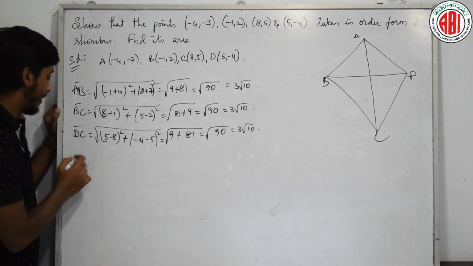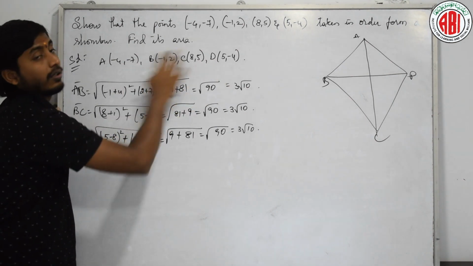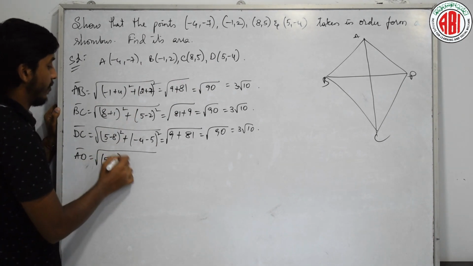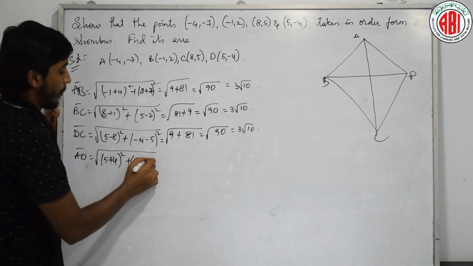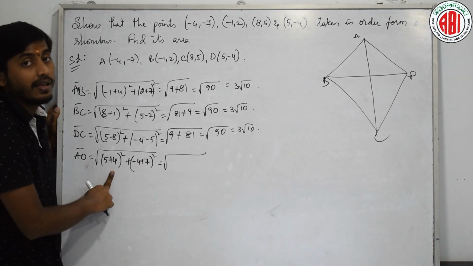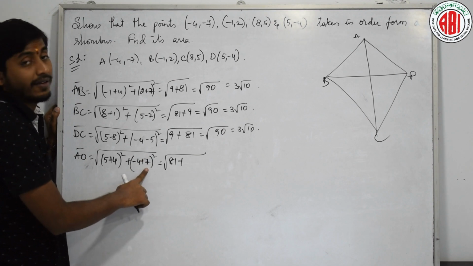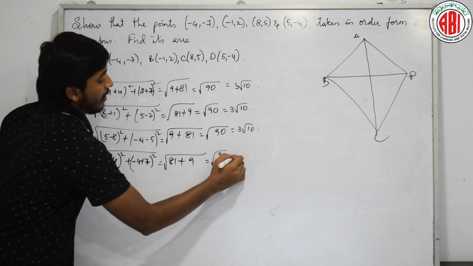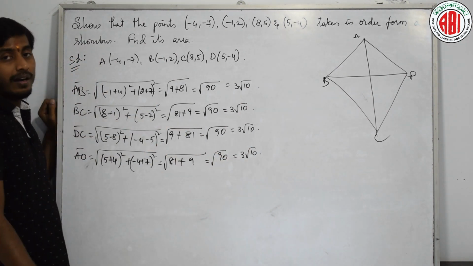Okay. And the next AD. Now we have to separate these both. Okay. (5 + 4) whole square plus (-4 + 7) whole square. Is it okay? Now tell me, 5 plus 4 is 9. 9 square is 81 plus minus 4 plus 7. 7 minus 4 is 3. 3 square is 9. Again root 90, that is equal to 3 root 10. Now tell me all these sides are equal, right?